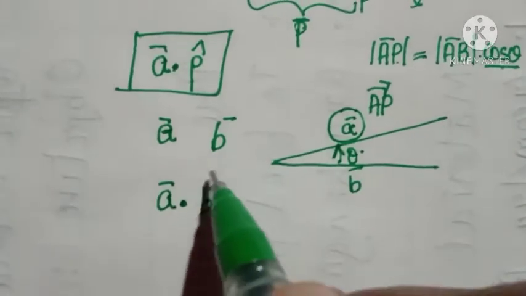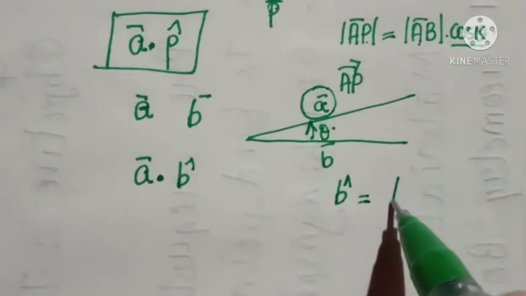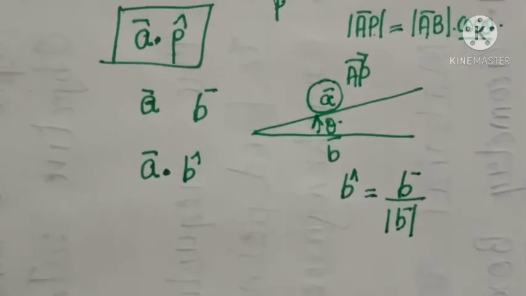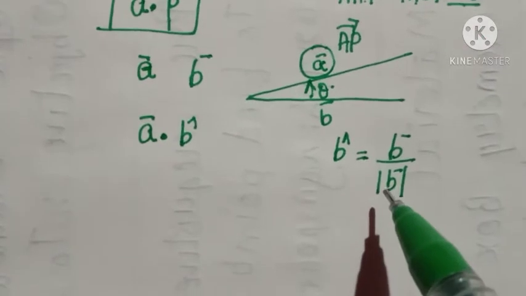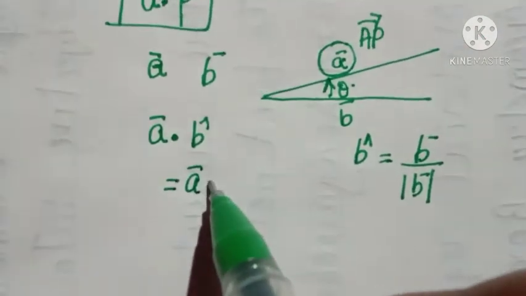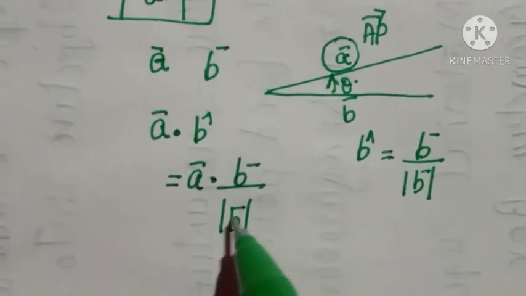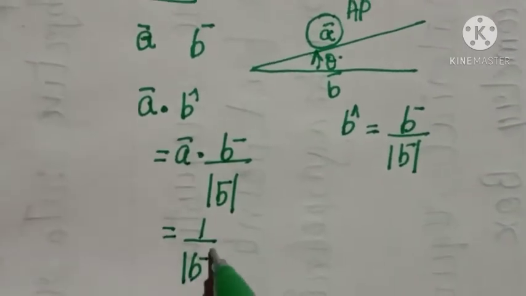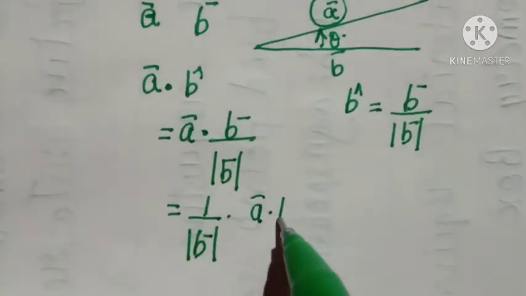And B cap means it is a unit vector, and I already defined the unit vector as vector B by modulus of vector B. See, in the last class you can see that the unit vector is defined as vector B by magnitude of vector B. So this can be written as A dot vector B by magnitude of vector B. Here magnitude of vector B is a scalar, a constant. So this can be written as 1 by magnitude of vector B into A dot B.